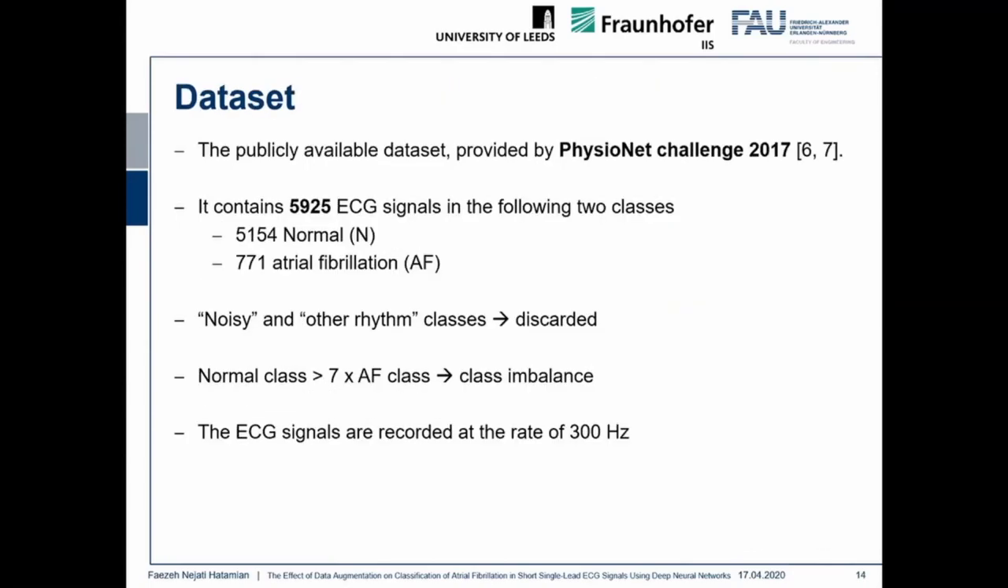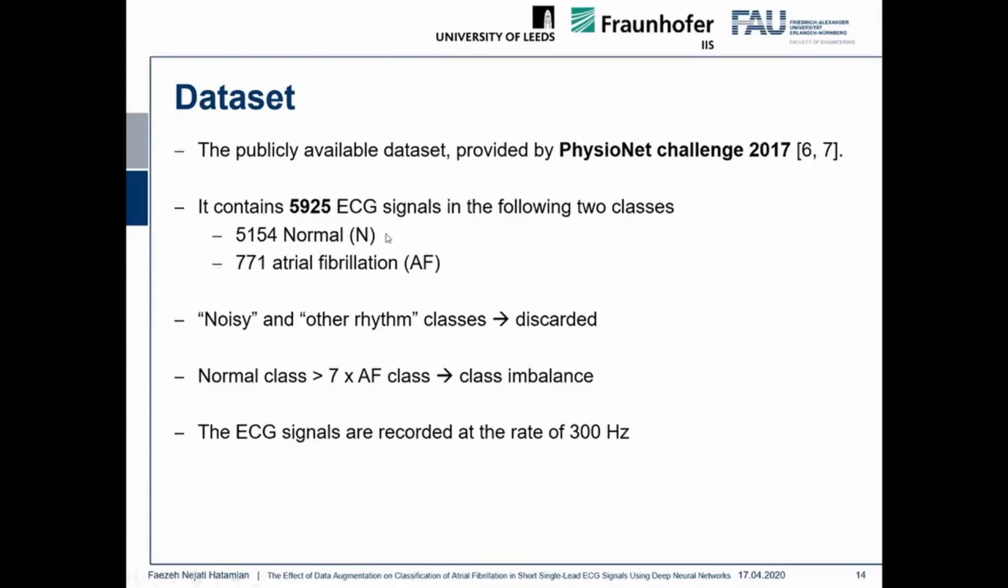The dataset we used is the publicly available dataset provided by the PhysioNet Challenge 2017. It contains around 6,000 ECG signals, and among them around 700 are atrial fibrillation ones, and 5,000 are the normal ones. Following the main objective in our work, we kept the normal and AF classes and discarded the noisy and other rhythm ones.